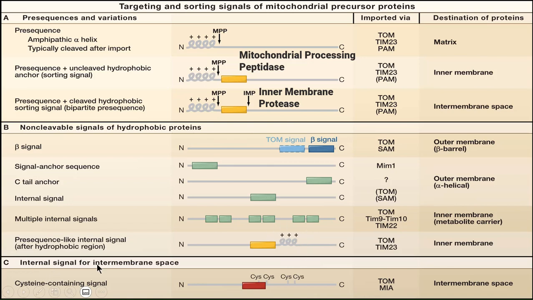The third type of signal is called the internal signal for intermembrane space. Now, this protein stays in the intermembrane space. They use a translocon called MIA that we will discuss in detail in this video, and this protein usually has cysteine molecules to make disulfide bonds. Now, let's discuss each process in detail.